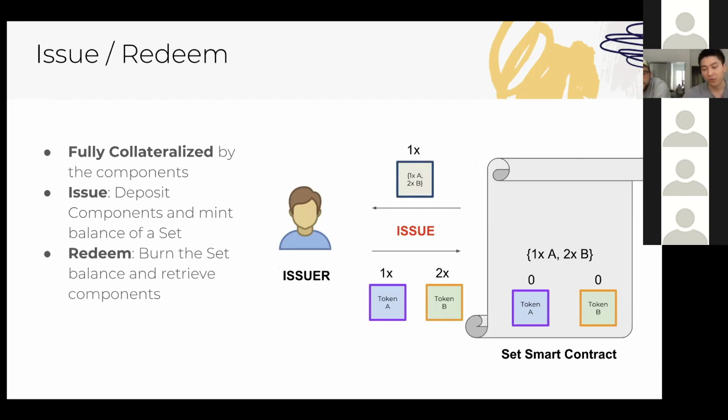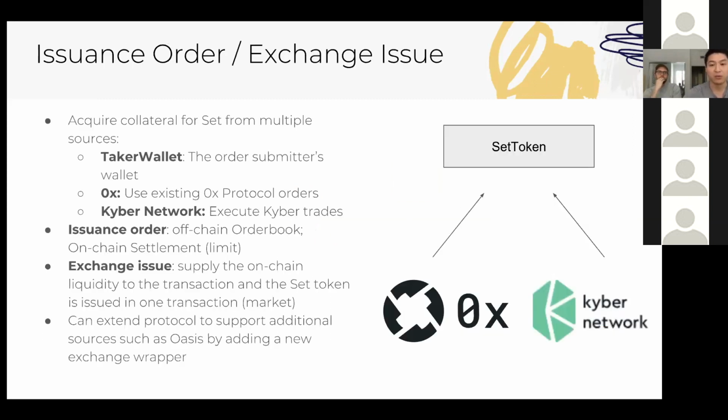And then redeeming, therefore, is burning your balance of the set and retrieving the components from the system. And so now with these basic building blocks, we're able to do really interesting features. The first of which that we spent last year researching and developing is the issuance order.